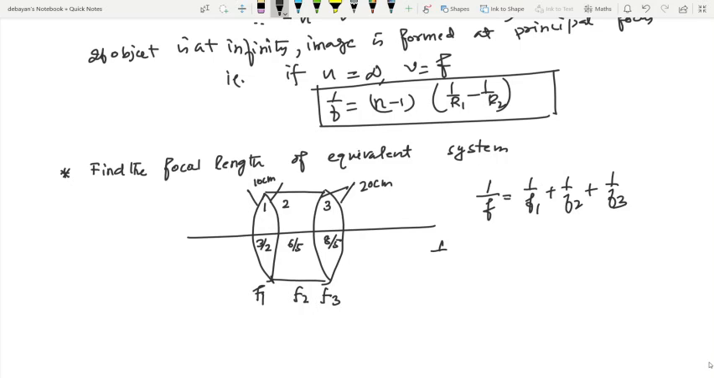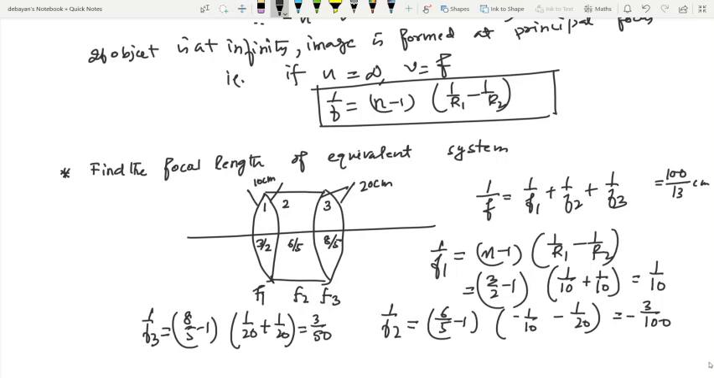And the last thing is 1 by f3, yes sir, that is (8 by 5 minus 1) times 1 by 20, that is 50. Now if you add these three things, you will get 100 by 13 per centimeter. So that is all there is to it: if you want to find the focal length of the equivalent system, because the radius of curvature of the different surfaces and the refractive index are given, we can calculate the focal length of the lens by using that.